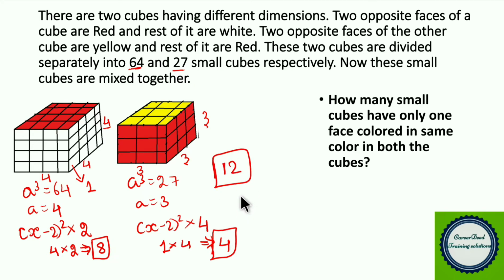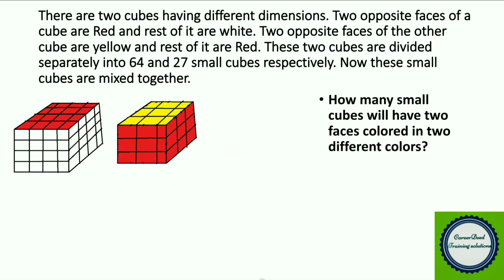So we have 12 small cubes having only one face colored in the same color in both the cubes. Hope you understood the problem, right? Now moving to the second question of the same content. How many small cubes will have two faces colored in two different colors?